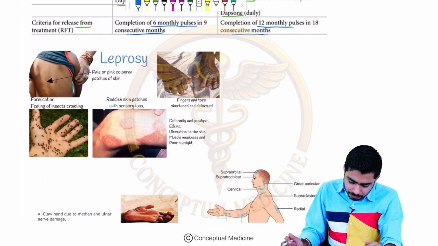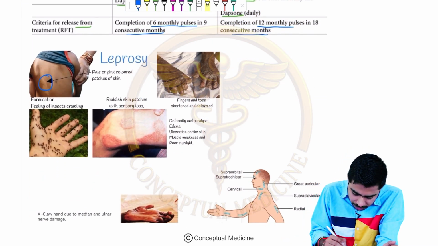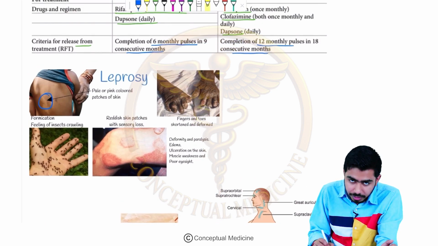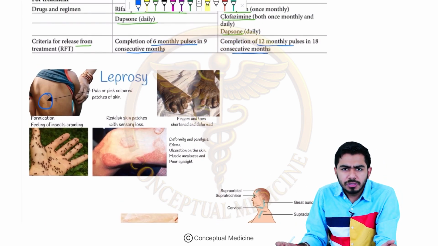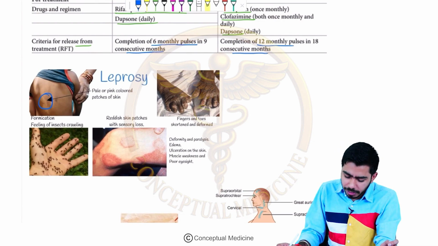Over here we shall be seeing some of the images. For example, you can see this is the hypopigmented patch which can be seen over here in the leprosy patient, right? As I told you, various kinds of patches can be seen, but most commonly it is the hypopigmented patch which can be seen.